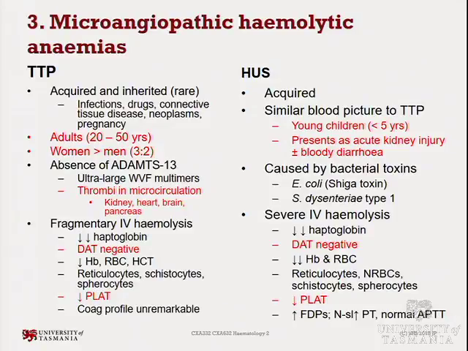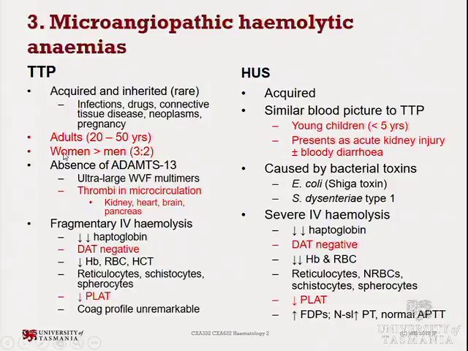These days, infection with Shigella dysenteriae is quite rare, and so normally when we see hemolytic uremic syndrome, it's caused by a particular strain of E. coli which produces what we call a Shiga toxin. So it's a toxin that's similar to the one that the Shigella dysenteriae produces, but it's a strain of E. coli. And you can see here that it presents as an acute kidney injury.